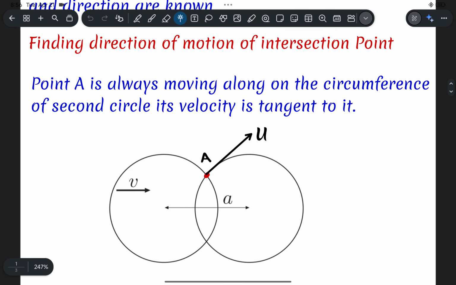First, to find the direction of motion of the intersecting point, this point is moving along the second circle's circumference. If I increase time by a little bit, this point will be somewhere here. If you observe, this is tangent. It has just moved on the circumference for a small amount of time. The velocity is tangent because the displacement is tangent to the second circle. So that's why point A has velocity in this direction, which is tangent to this circle.